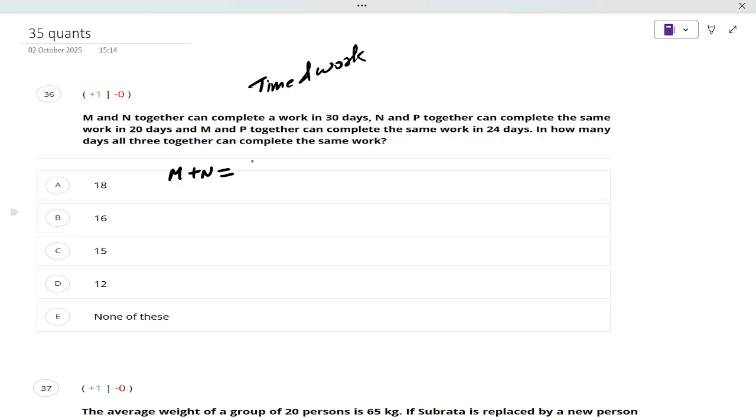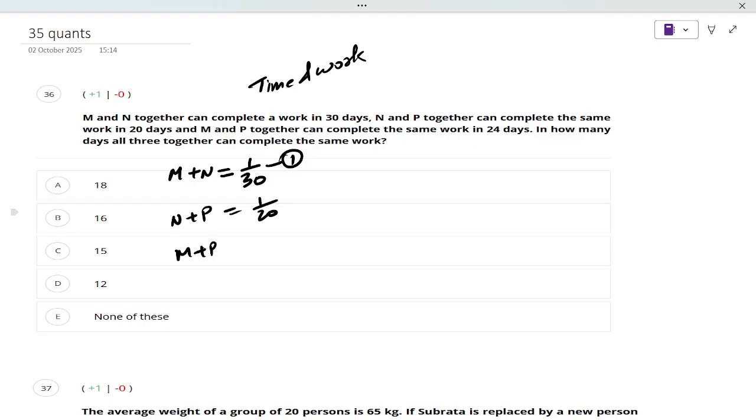So in time and work, it's very important to convert into 1 day work. So 1 day work will be 1 by 30. What is 1 day work? If a work can be completed in 30 days, then in 1 day, 1 by 30 part of the work can be done, right? So that's a simple funda. So let's say equation 1. N plus B is equal to 1 by 20. 1 day work is 1 by 20.